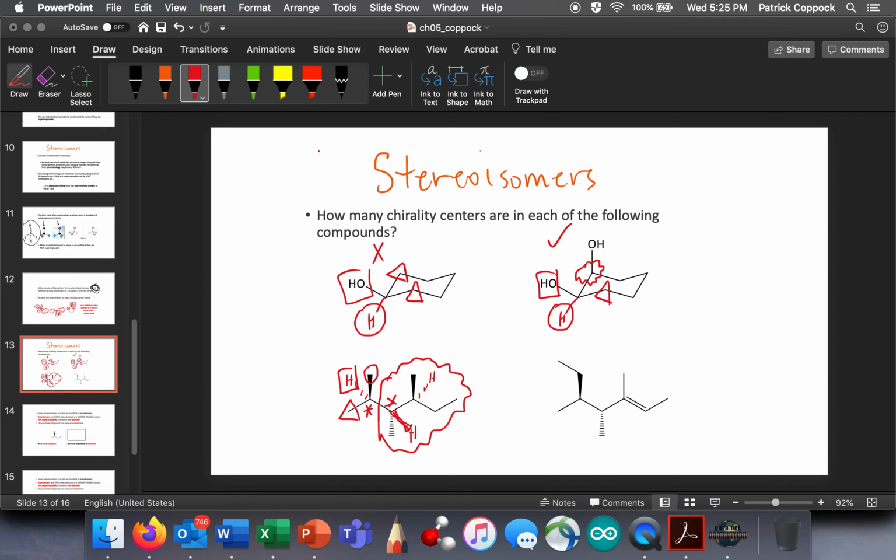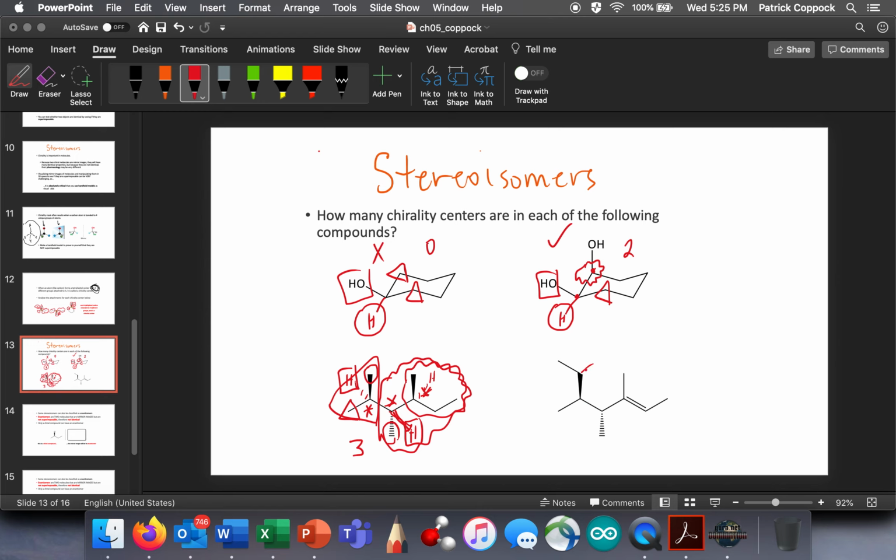So this is square, circle. The notes become obviously pretty confusing at some point, right? Because I'm writing all over this. Another chiral center, and there's another chiral center. This one has 3 chiral centers in it. This one has 2, because this is chiral, and this is also chiral. This has none.